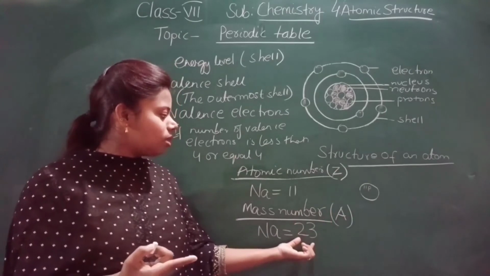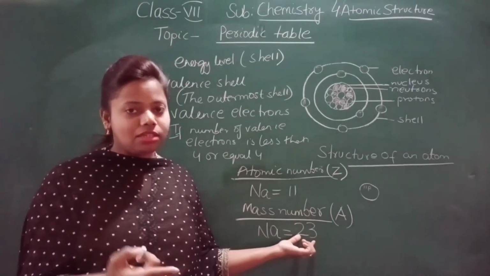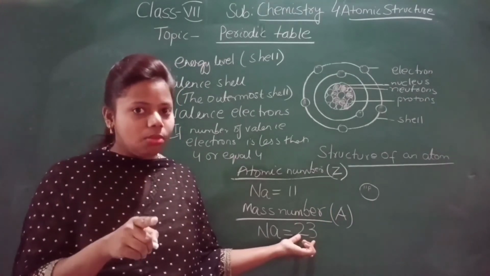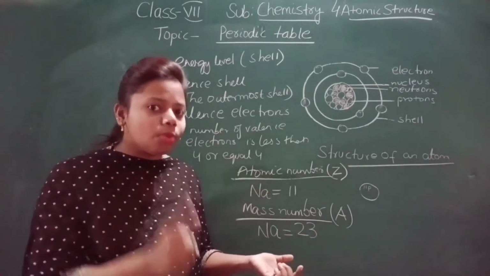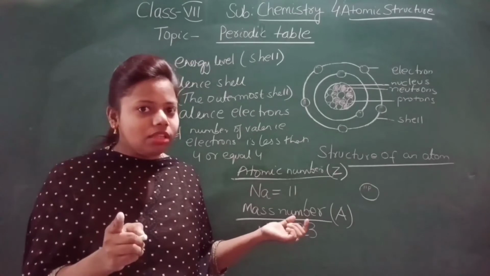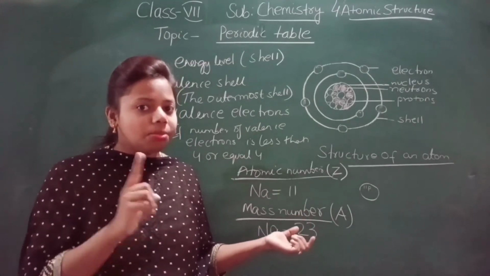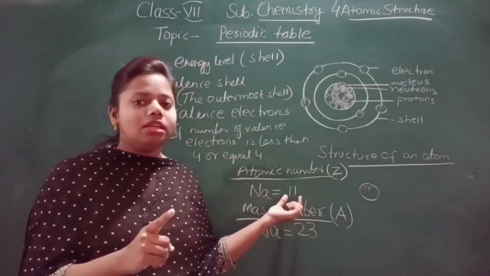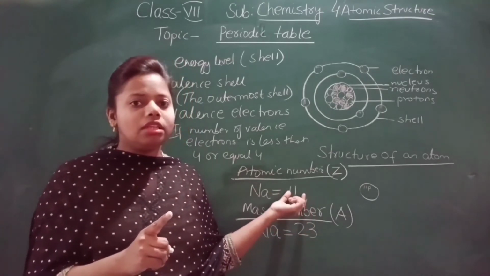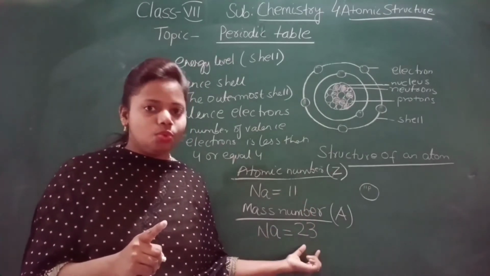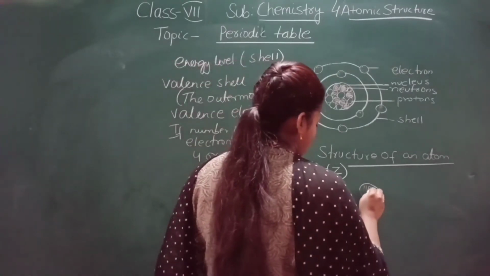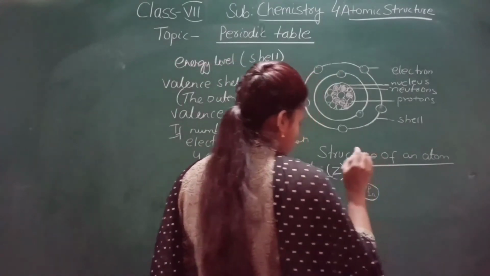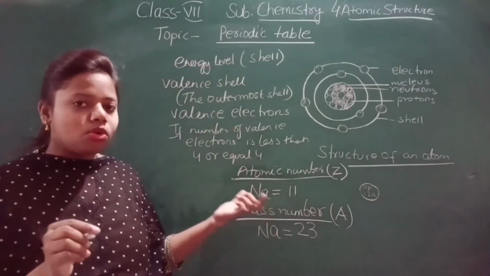When we subtract, the mass number means the total number of protons and neutrons. We know the number of protons is 11, so we can get the number of neutrons by subtracting: 23 minus 11. How much will we get? 12. So the number of neutrons is 12, and we write here 12 neutrons. That means 11 protons, 12 neutrons.